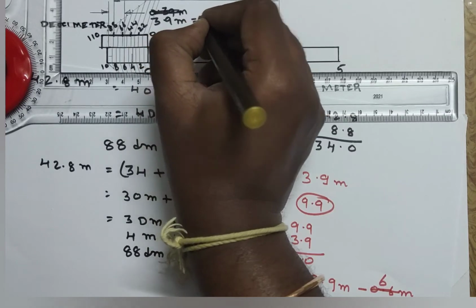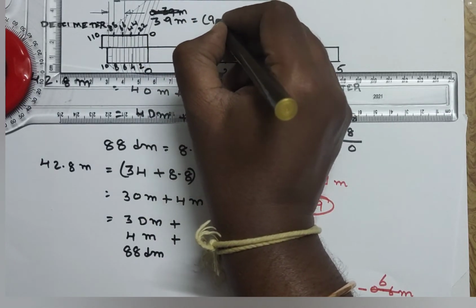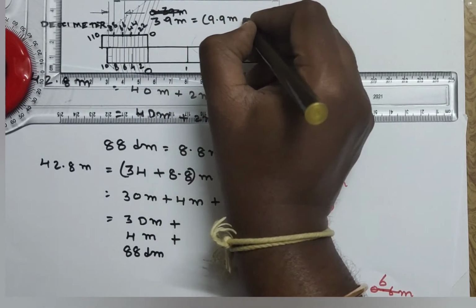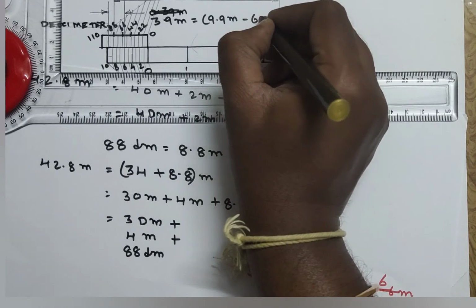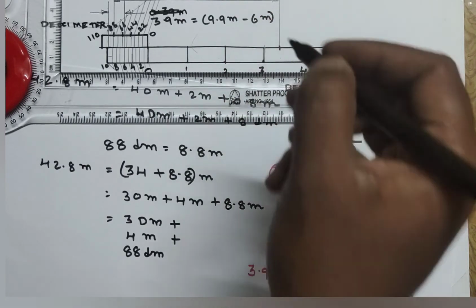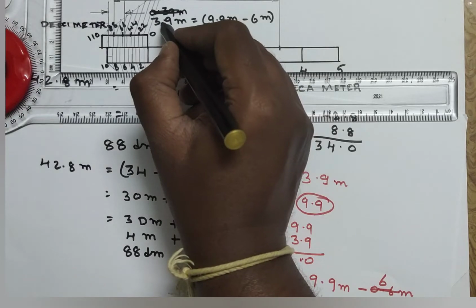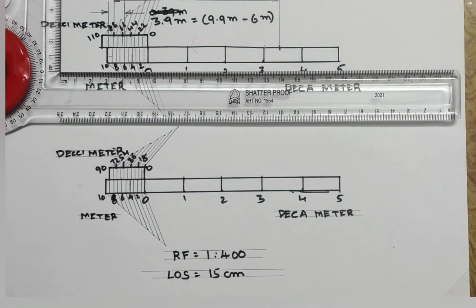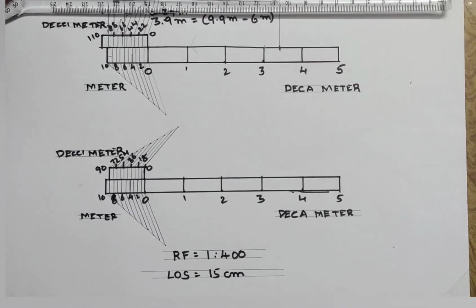3.9 meters is equal to 9.9 meters minus 6 meters, which is going to give 3.9 meters. This is the way we have to mark the dimension in the backward vernier. Sir, what about the forward vernier? So how do we have to make the calculation for the forward vernier? What are the dimensions? Again we will check it out.